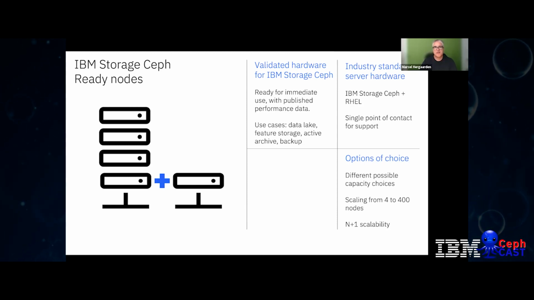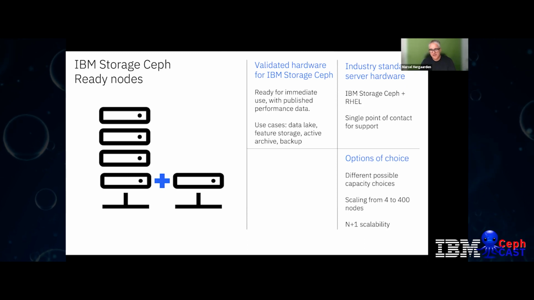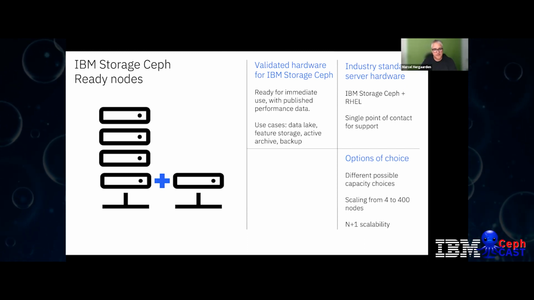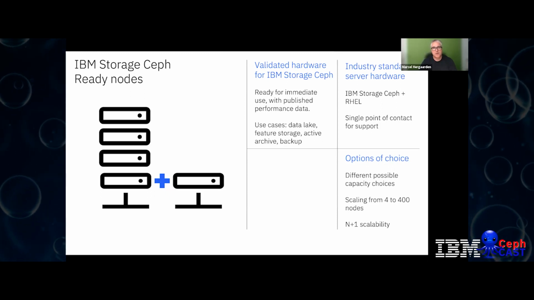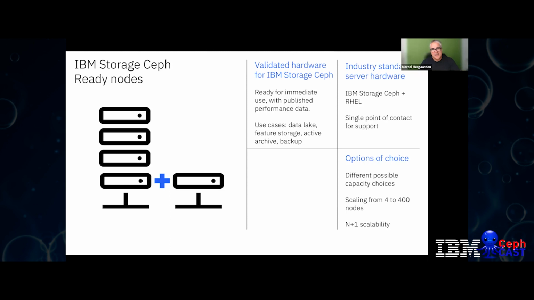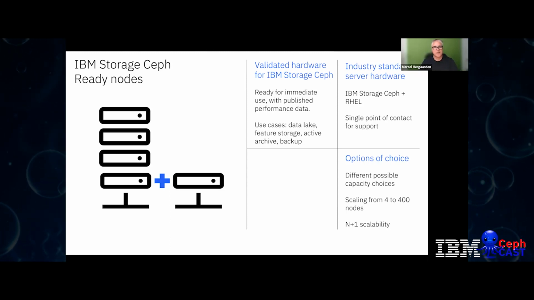They are running on industry standard server hardware, and they contain RHEL, which is Red Hat Enterprise Linux, and the IBM Storage Ceph software. And you will have one single point of contact to reach out to. There will be different options of choice. So you can start really small with 4 nodes, and then you can grow up to 400 nodes with these ready nodes. And it's N+1 scalability. That means after you started with those initial 4 nodes, you can add additional capacity with a single node at a time. If you want to, of course, you can do more, but you can upgrade with a single node.